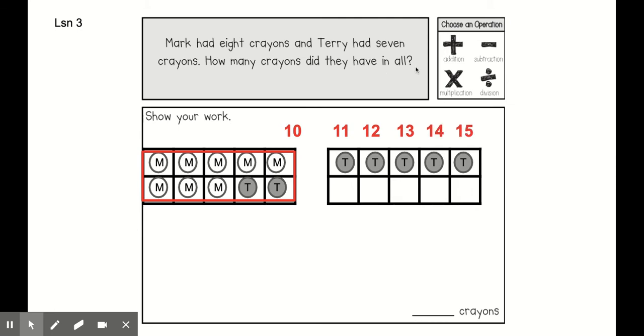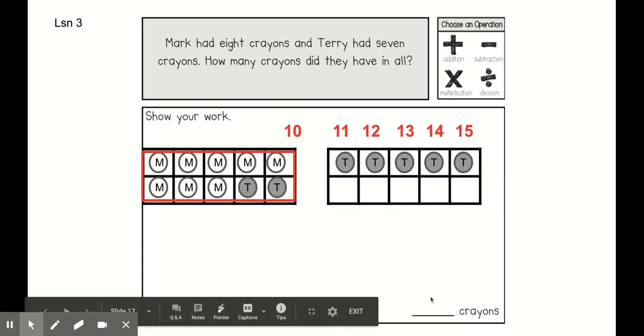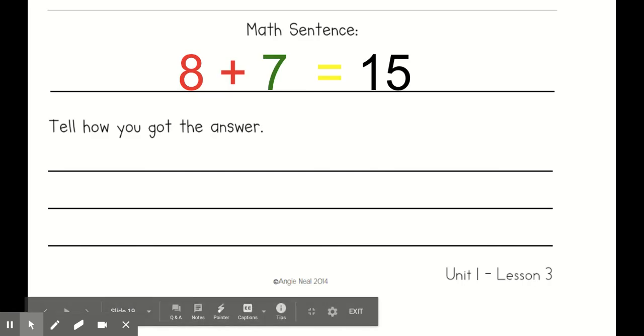All right, in all is your key word. You can put that on the back of your math journal cover with plus. So you should have all together already there, and here's in all. It's an addition keyword. All right, and then, so 15, and I don't have it written here, but in this blank, you should write 15. So then it asks you for the math sentence.